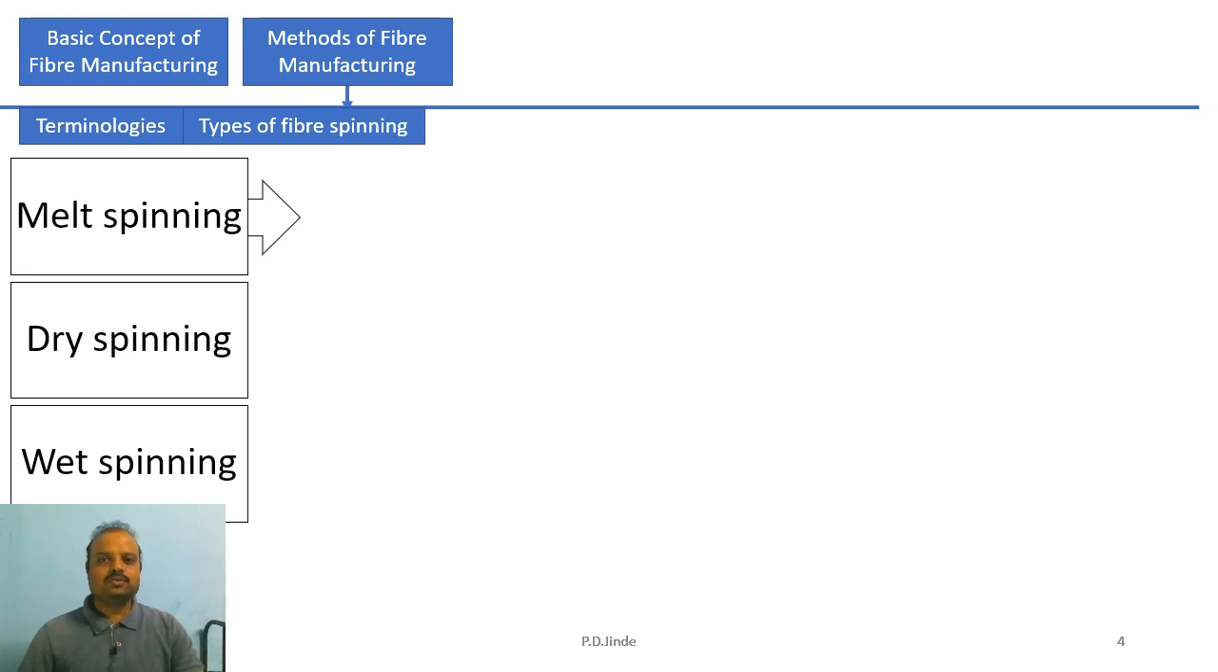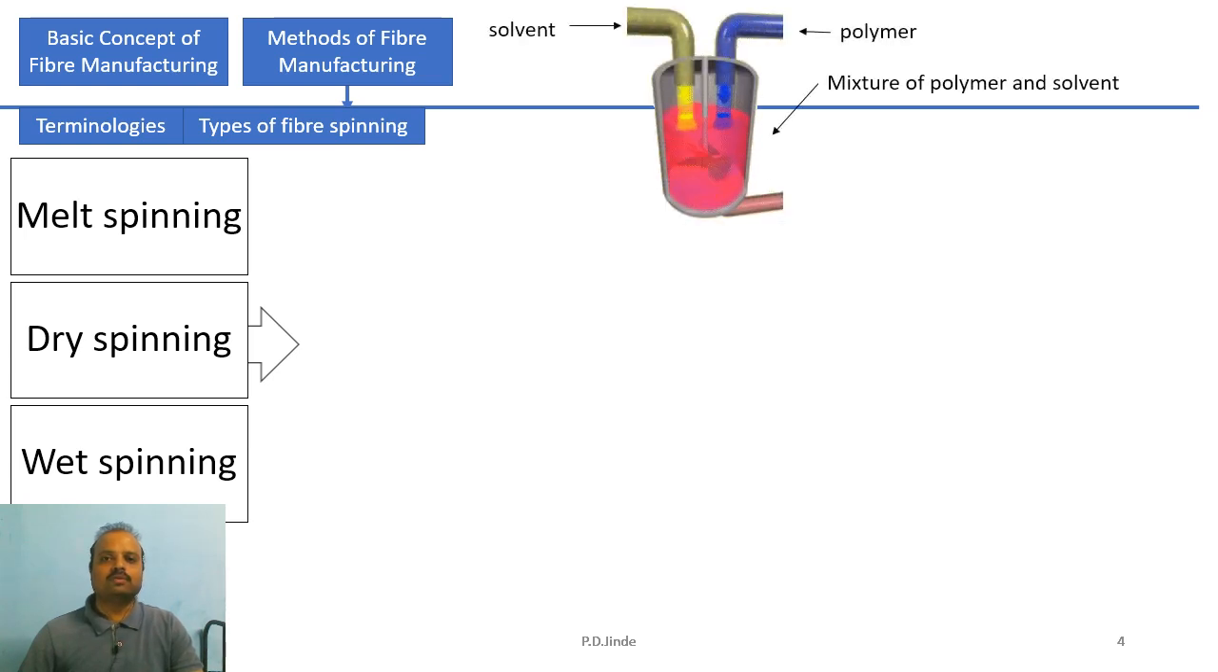Dry spinning is another technology where polymer is spun into fiber. Dry spinning is suitable for those polymers which are not thermally stable, or where the polymer is not meltable. That means dry spinning is used to spin fiber whose polymer is not meltable. Dry spinning primarily consists of mixing solvent and polymer to get a polymer solution. This polymer solution is generally called dope.